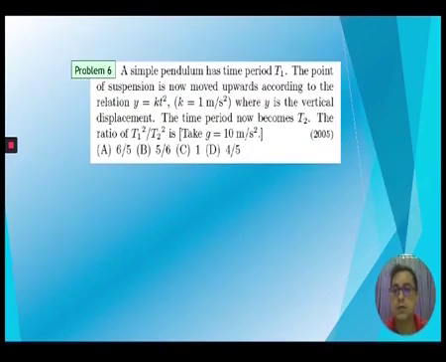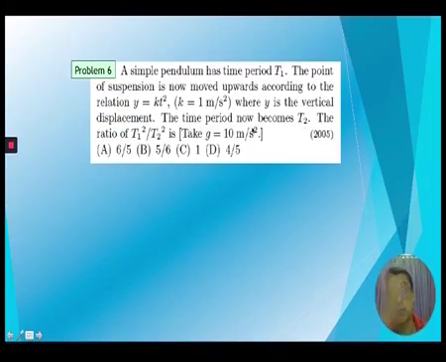So now let us work out another one. Here, what is given? A simple pendulum has a time period T1. The point of suspension is now moved upward according to the relation y = kt², where k = 1 meter per second squared. Here y is the vertical displacement. The time period now becomes T2. The ratio of T1² to T2² is asked. Okay, a simple problem, this was asked in 2005. I hope all of you have noted it down.